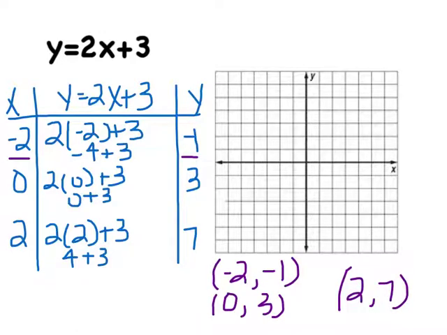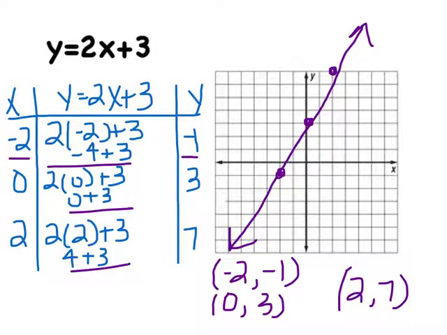So I'm going to graph those: -2, -1; 0, 3; and 2, 7. Notice it makes a straight line. If that didn't make a straight line, if it was a triangle, we would have messed up somewhere. So you'd have to go back in this work and see if you messed up.